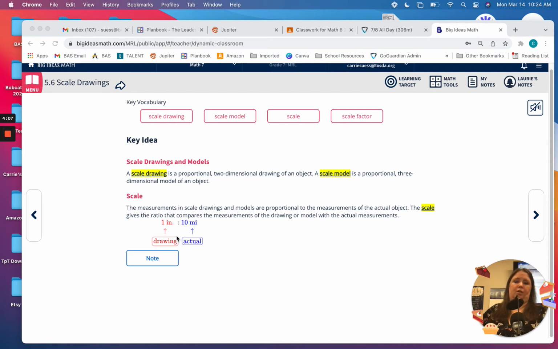For instance, right here we have the drawing is 1 inch to the actual size is 10 miles. Okay? So if I had a drawing that was 5 inches long by 10 inches long, how big is that actual object? 10 miles and 5 miles. 50 miles. Because I said it was 5 by 10, so it'd be 50 miles by 100 miles. Wow. Okay? Because it's a ratio. Does that make sense? Kind of. All right, let's go through it.